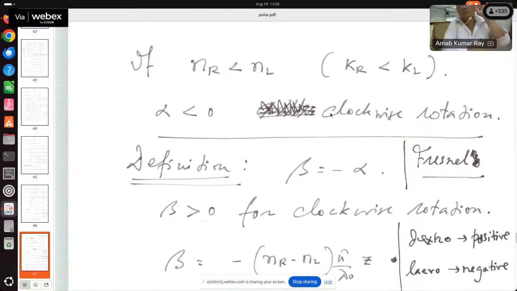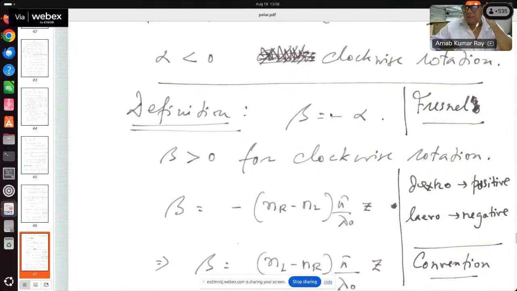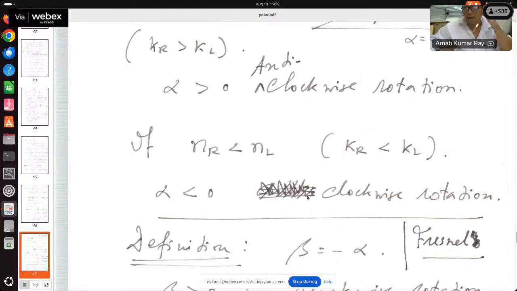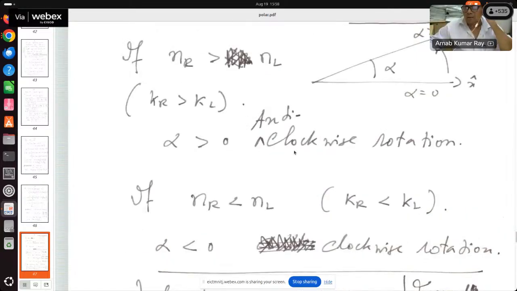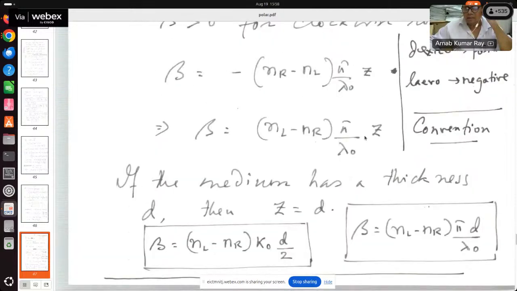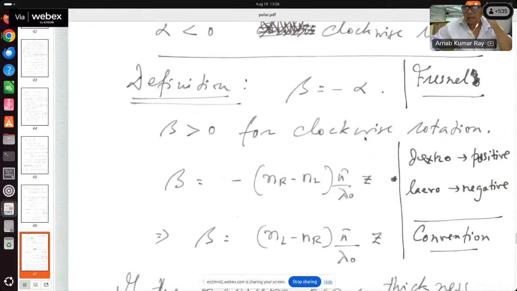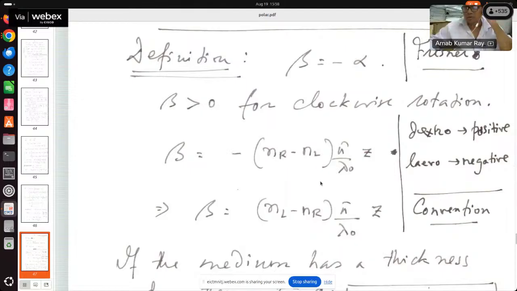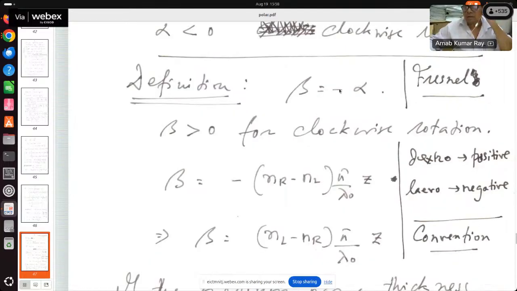But Fresnel did something slightly different. Today I will end at this last point. Fresnel's definition was that, you notice that alpha is negative for clockwise and alpha is positive for anti-clockwise rotation. In Fresnel's own theory, he said that the angle should be positive for clockwise rotation and negative for anti-clockwise rotation. So you have to choose the angle to be minus alpha and define a new angle beta.